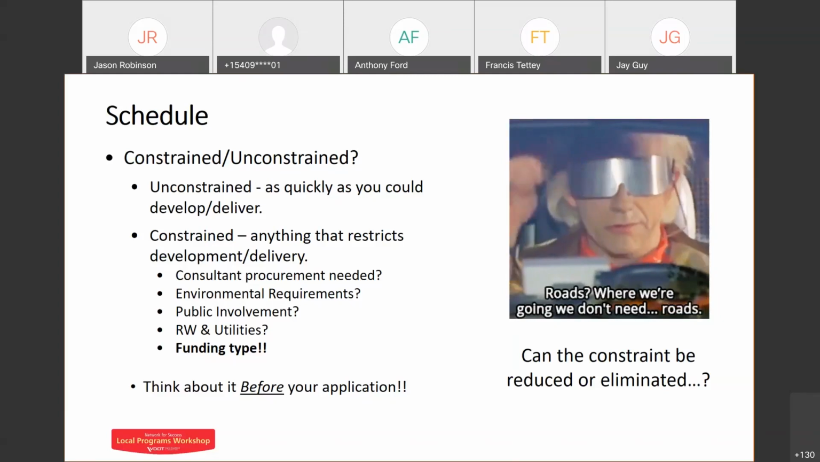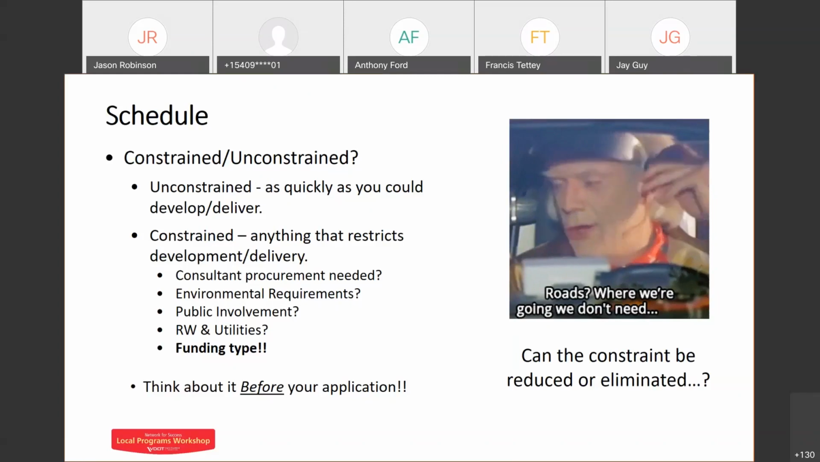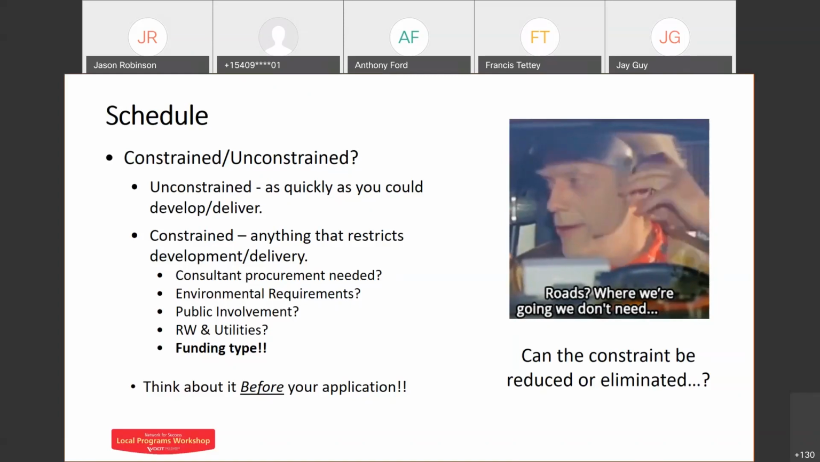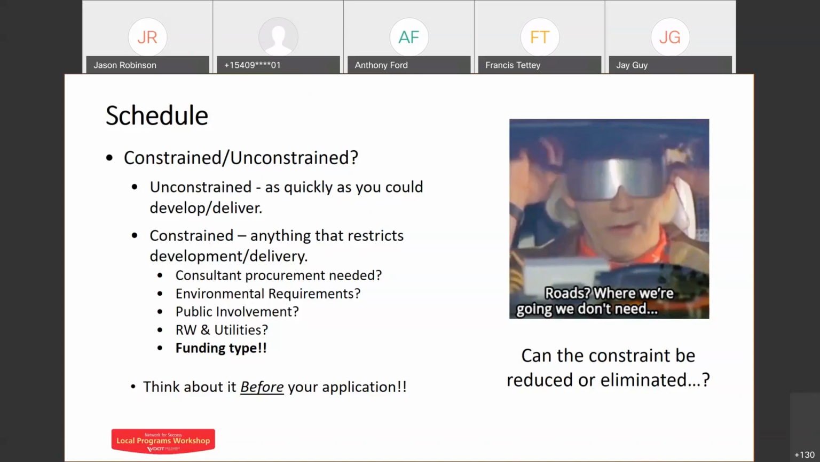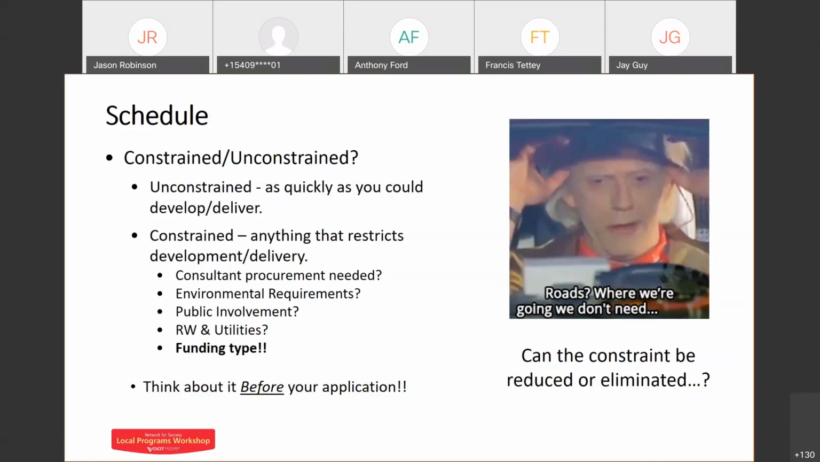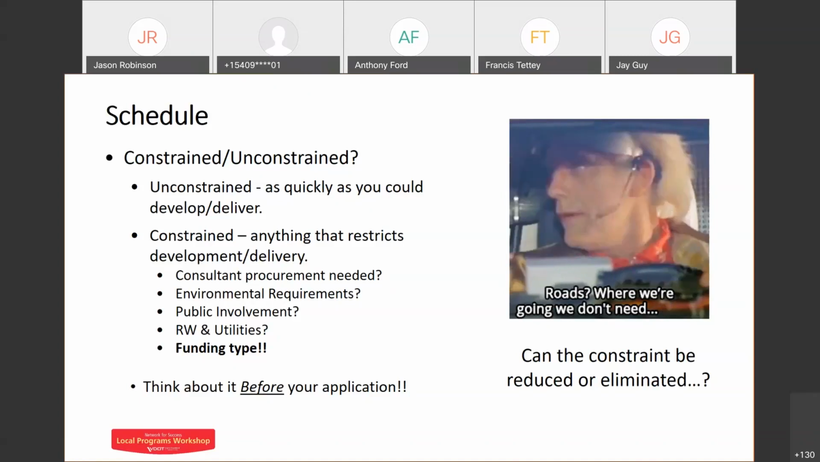Environmental requirements. Do some of these environmental concerns maybe make revenue sharing a more appealing funding source to help you deliver your project faster without having to go through NEPA or the requirements of NEPA? We're not doing anything wrong here. We're just trying to strategize maybe some of our constraints here.